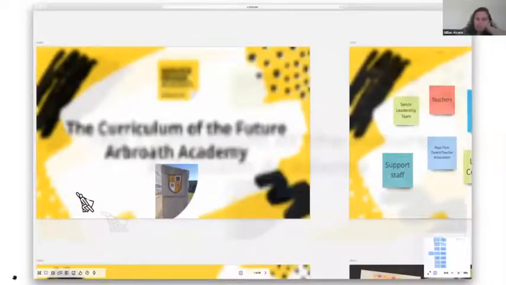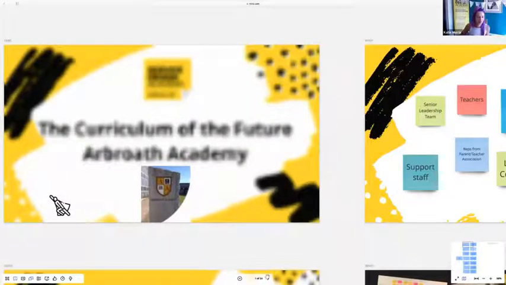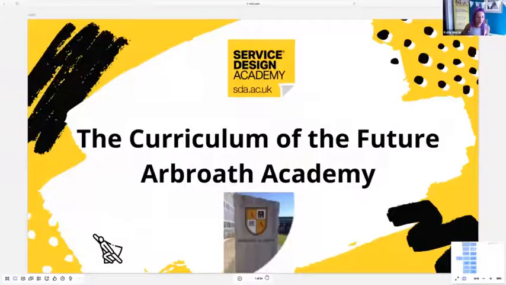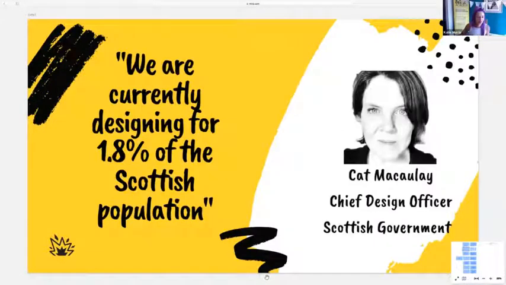Okay, so the hero of my story is Our Growth Academy, and we're looking at the curriculum of the future in this project. So the reason why we started to look at this was because of the data that was presented to the school that they were looking at. And this isn't just true for Our Growth Academy, where we aren't designing for the people that our services are fit for, but this is happening across our country, across Scotland.